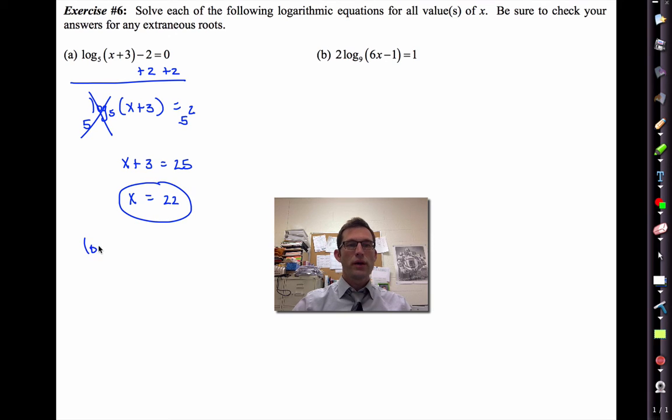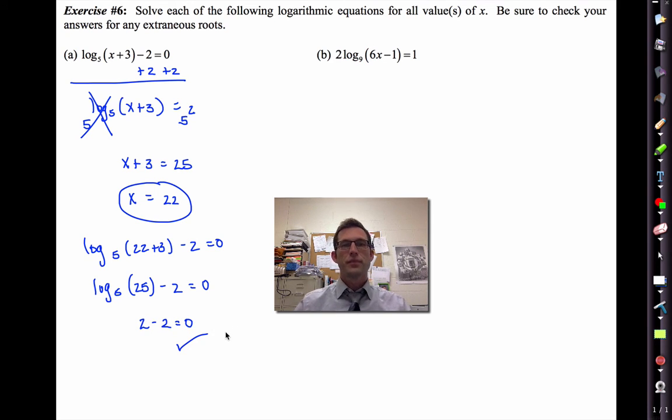Easy to check, by the way: log base 5 of 22 plus 3, minus 2, equals 0. Log base 5 of 25 minus 2 equals 0. Log base 5 of 25 is 2. 2 minus 2 equals 0. Check.